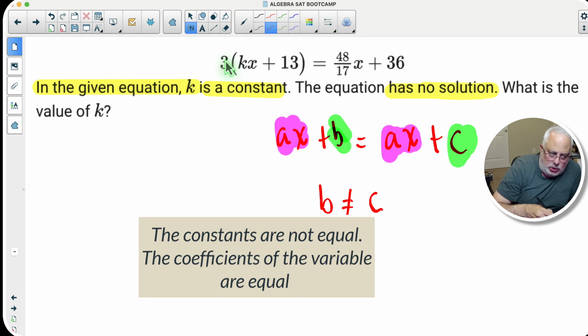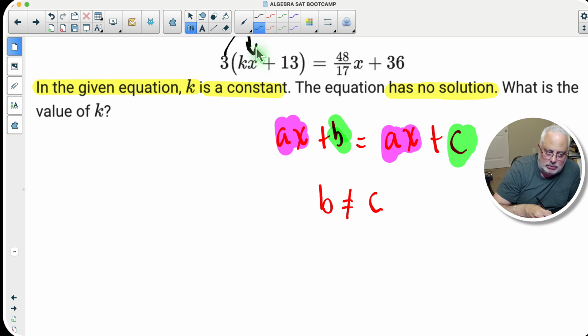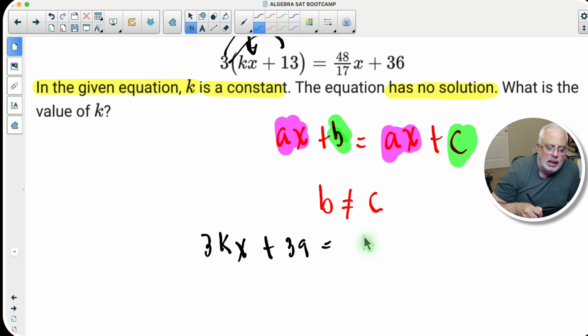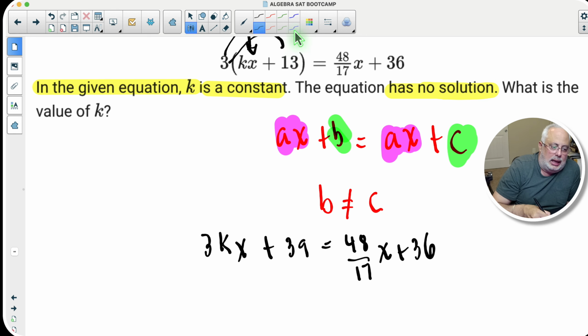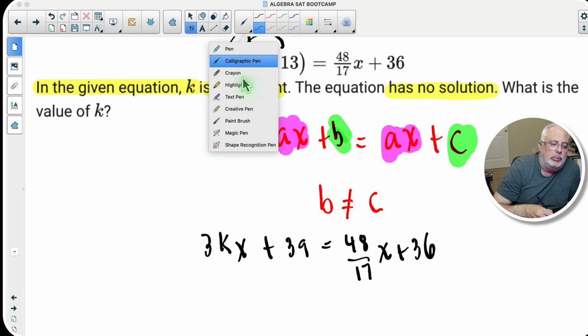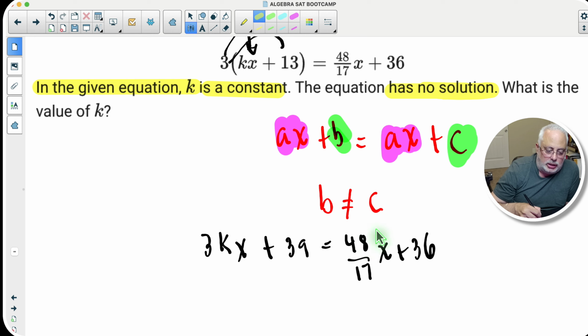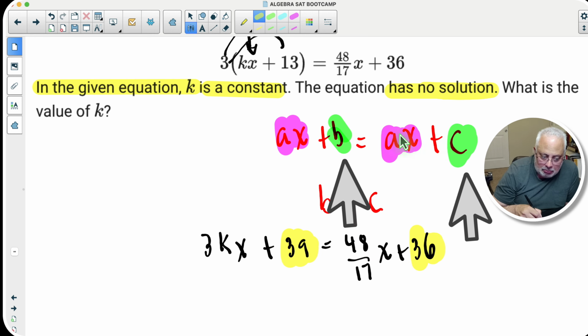So I can use the distributive property here. 3 times kx is 3kx. And 3 times 13 is 39. And on this side, I have 48 over 17x plus 36. Okay, just that. Notice here that I have one term that is not equal to the other, the b and c here. So I'm good right now.